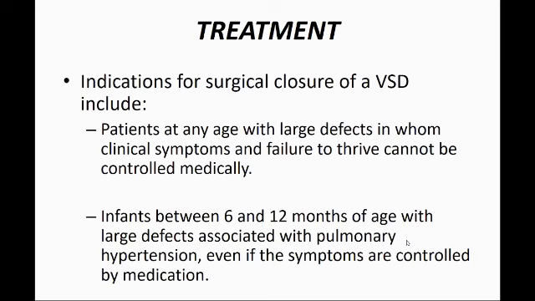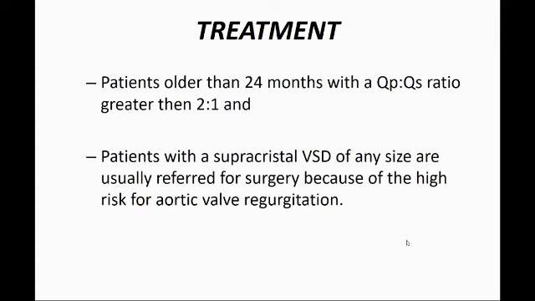Number two indication is infants between 6 and 12 months of age with large defects associated with pulmonary hypertension, even if the symptoms are controlled by medication. Third indication for surgical closure of a VSD is patients older than 24 months of age with QP-QS ratio, that is pulmonary to systemic circulatory ratio, greater than 2:1.